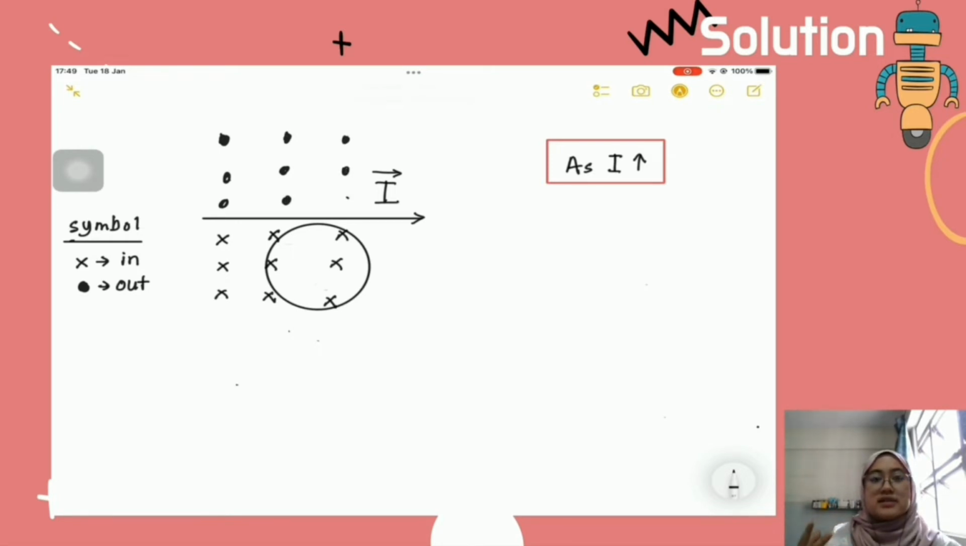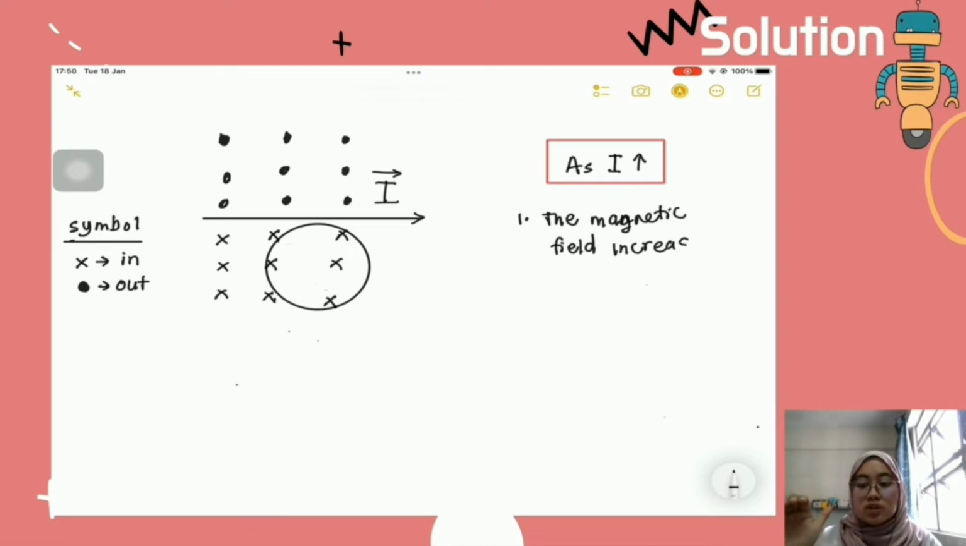As the current increases, the coil experiences an increasing magnetic field out of the page, which means the coil produces a magnetic field into the page that cancels the increasing magnetic field out of the page. Now to find the direction of the induced current, we put our hand into the page, and we can see here the thumb of my hand is going clockwise, hence the direction of the induced current will be clockwise.